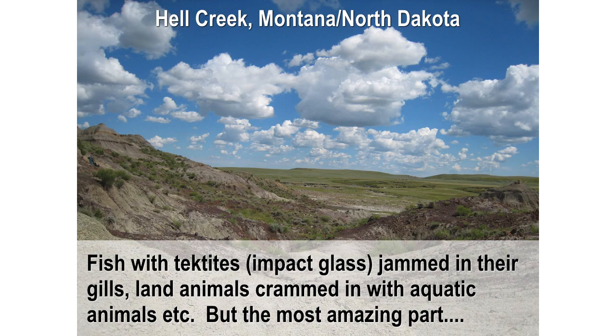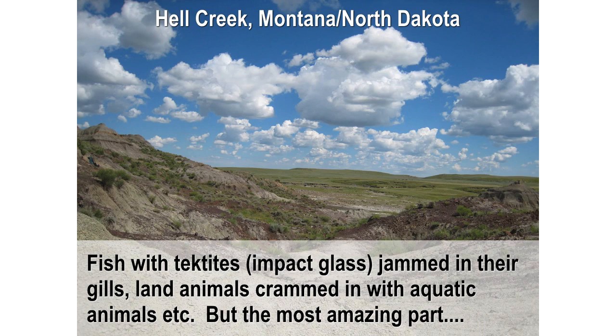So they're looking at these fish under a microscope and they think, oh, this is a nice fish. Wait a minute. What's this thing jammed in its gills? And then when they analyzed it, they found it was a piece of the rock that was blown up in the Yucatan Peninsula. All the way up there in Montana, 1,900 miles away. And they found tektites everywhere, all kinds of ash from the impact in this one layer of rock out in the Hell Creek Formation in Montana.